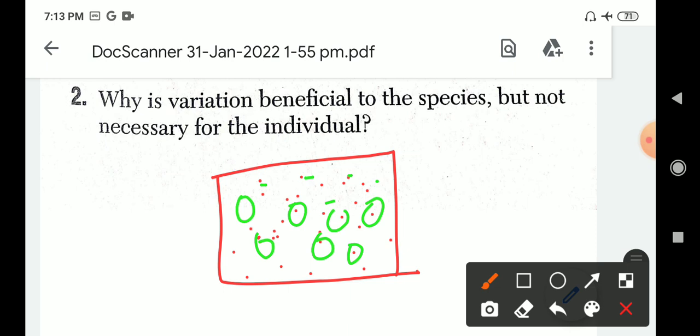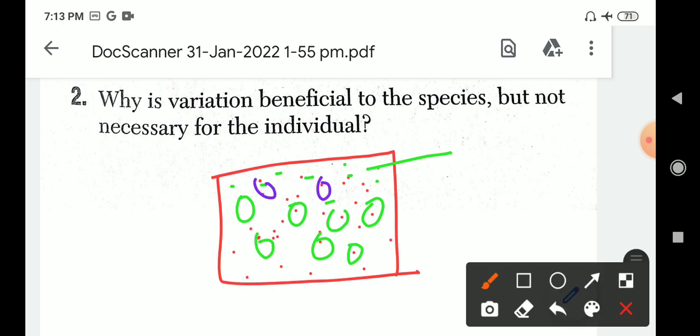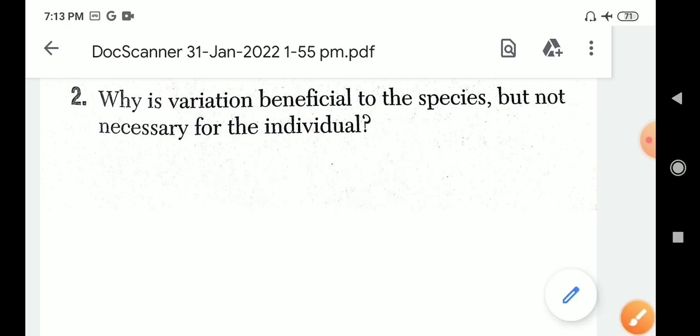Now suppose due to an environmental change, the temperature of the water suddenly increases. What will happen in this case? The other bacteria which do not have the variation will all die, and only these bacteria which have the variation, that they can survive at high temperature, will live, and they will continue their species. So this is one example. I hope you got it.